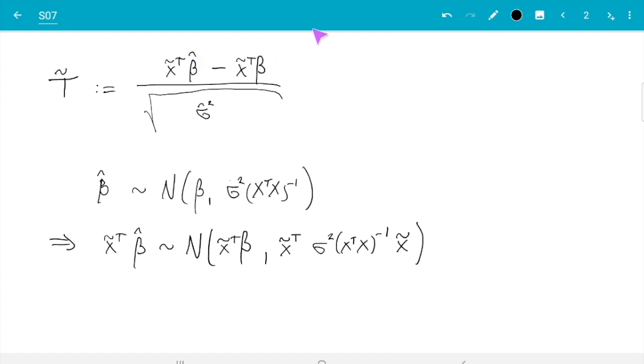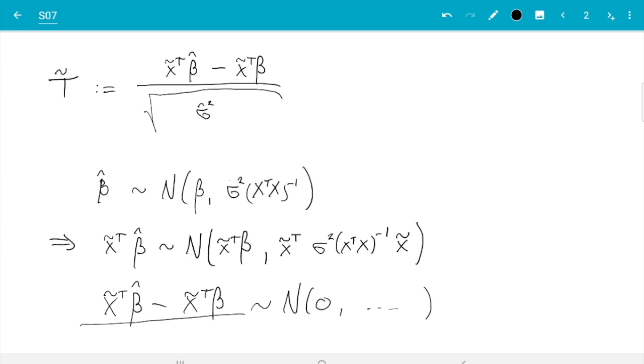So that's quite convenient, because down here you see x tilde transpose beta hat minus x tilde transpose beta is then normally distributed with mean zero and the same variance. That's now a 1 by 1 matrix, so a number. And you can see what we need to divide by. If we divide by the square root of x tilde transpose sigma squared, x transpose x inverse x tilde, then that will turn out to be standard normal distributed. So that's what we'll try for the numerator. I just copied that.